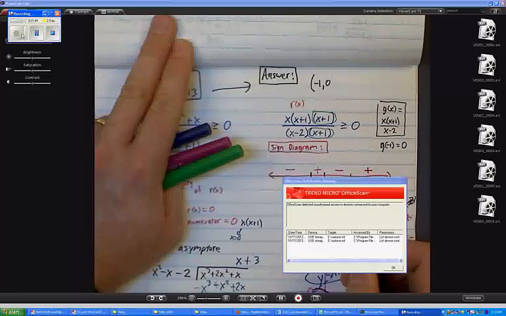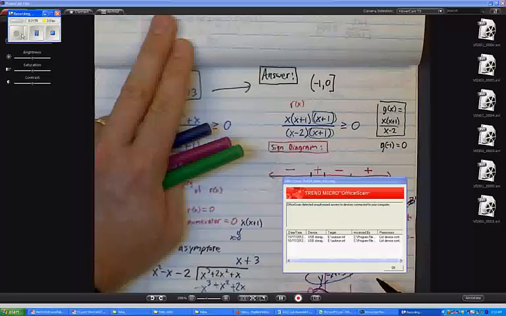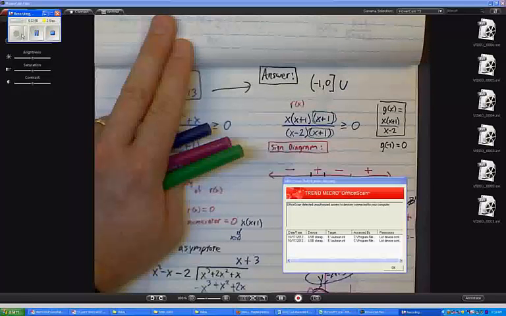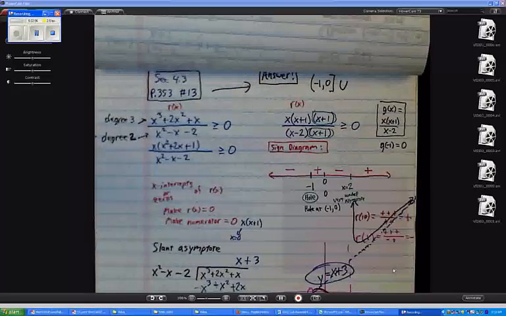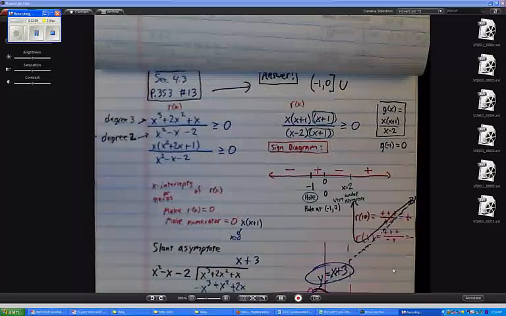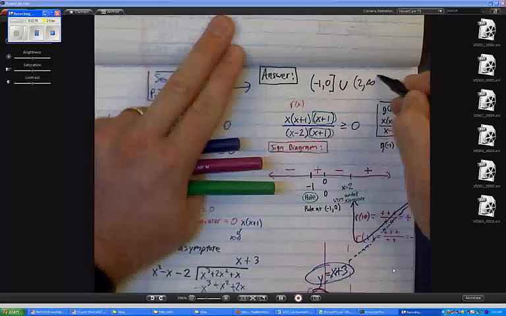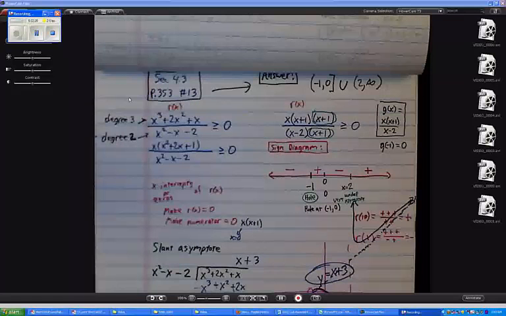So let's go ahead and do that. Union with, are there any other places where this graph is positive? Oh, all right. Let's see. Union with what? 2 to infinity. Do I want to include 2? No, we're undefined at 2. We have an asymptote. So, there is the answer to the question. I always like to give an answer. Wow.